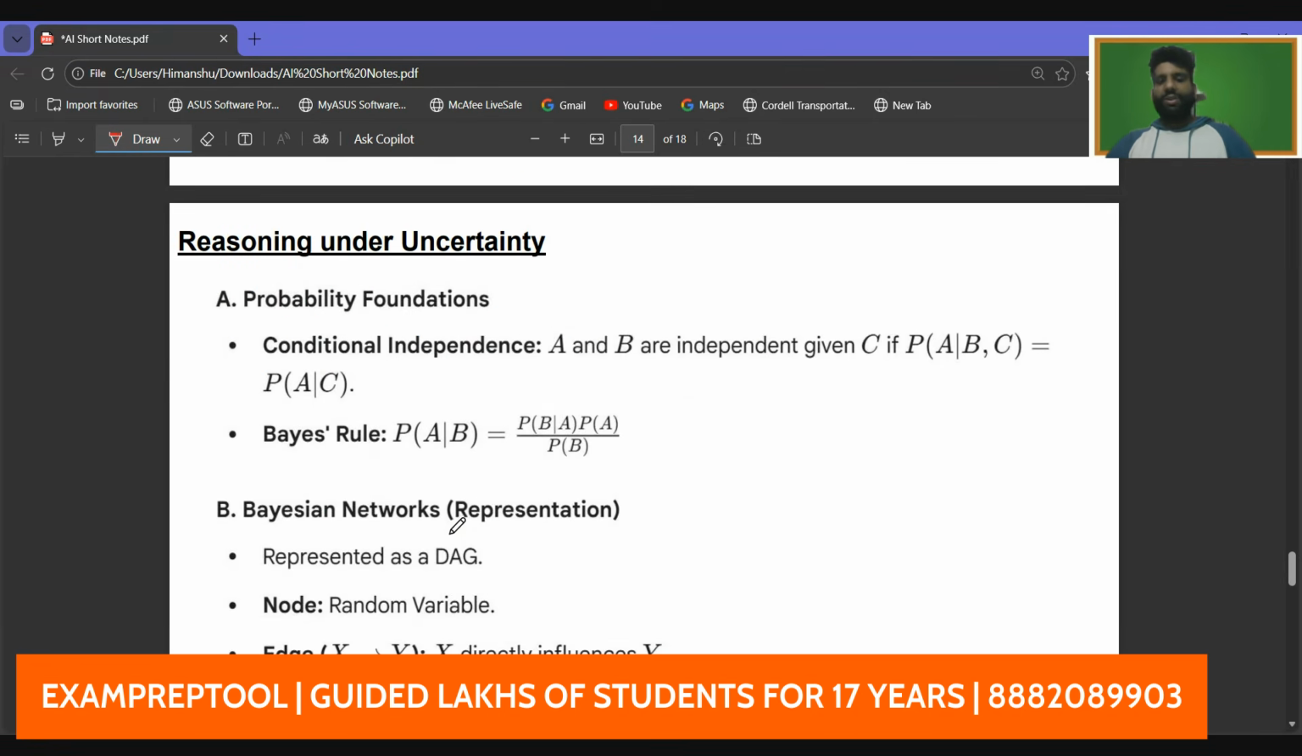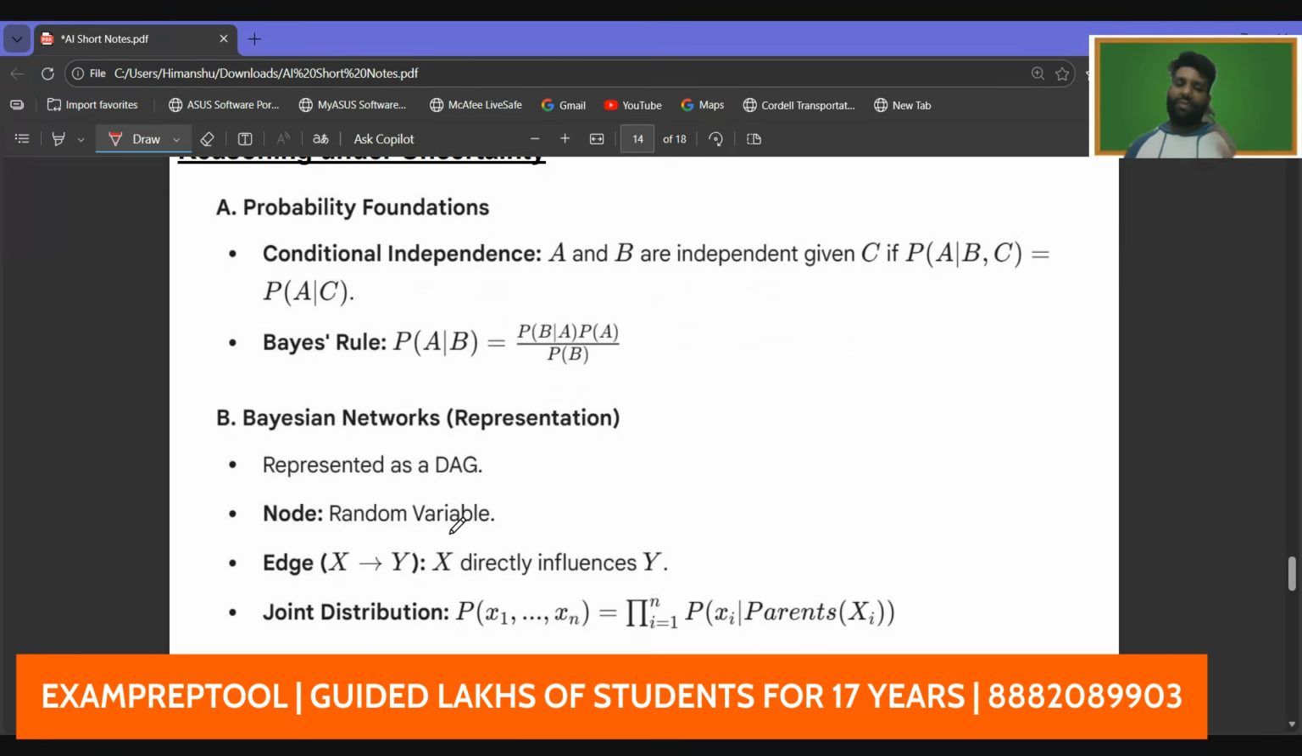Now we'll get into the reasoning under uncertainty. So very simple. We use the Bayes theorem for this. We use the idea of conditional independence and dependence. In Bayesian networks, we create a directed acyclic graph. The nodes are represented by random variables, and an edge represents the influence, the conditional dependency or independency. We need to just understand this after drawing the graph, which we have already seen. But overall, an edge determines the influence X can have on Y.